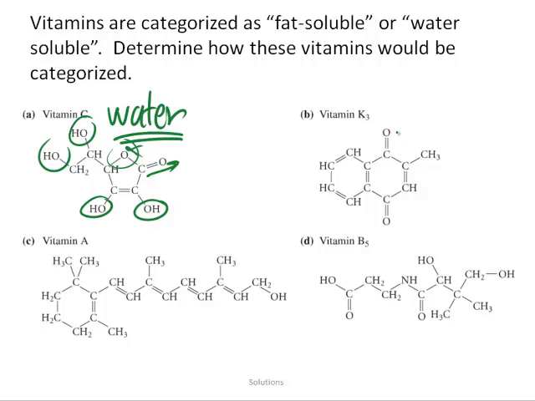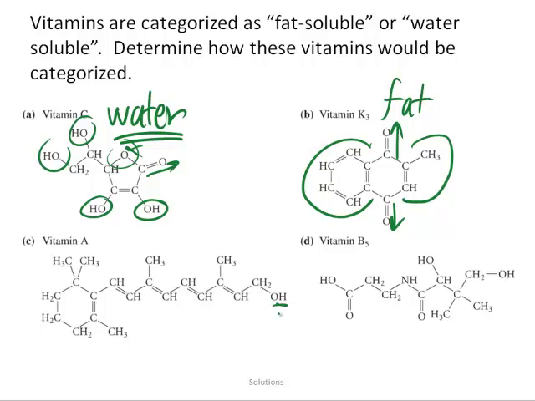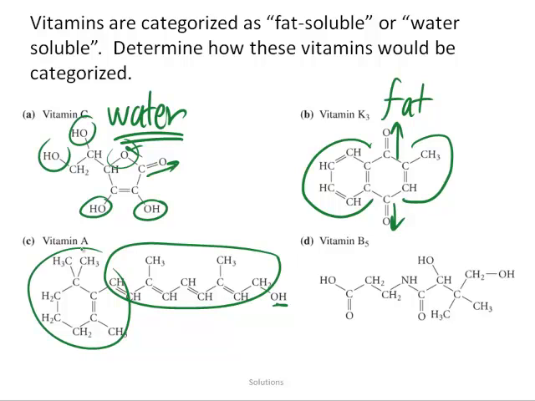Over here, we've got two carbonyls, carbons bonded to oxygen, so there might be a slight dipole moment there. But we've got much larger areas that are non-polar. So we can predict that vitamin K3 is a fat-soluble vitamin. Vitamin A has one small polar group over here, a hydroxyl group, but then this huge hydrocarbon non-polar chain, and then another hydrocarbon non-polar ring structure over here. So vitamin A is definitely fat-soluble.